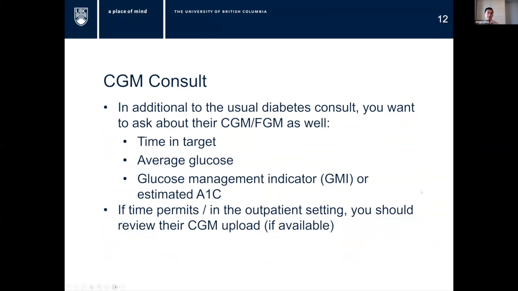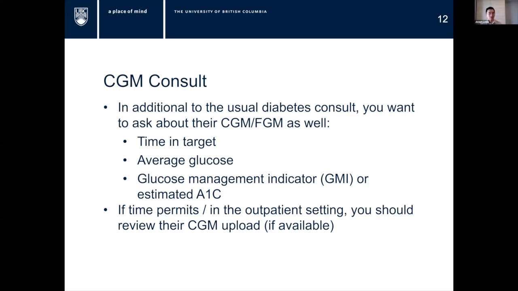So if you are seeing a patient, for example, on the wards who is using a continuous glucose monitor, you want to ask them about how long they've been using it, which brand they're using, for example. But here's some other things that you might want to try to look for if you're able to. So first is the time in target. Next is average glucose. Then you might want to also look for the glucose management indicator, or GMI. This basically means estimated A1C based on the glucose data from the last couple of weeks.